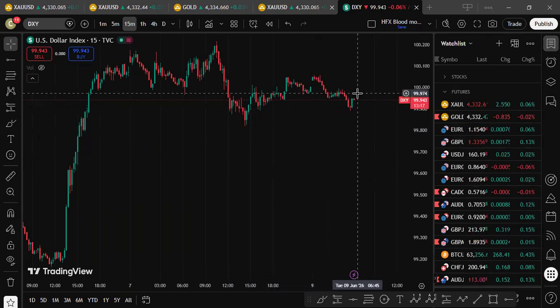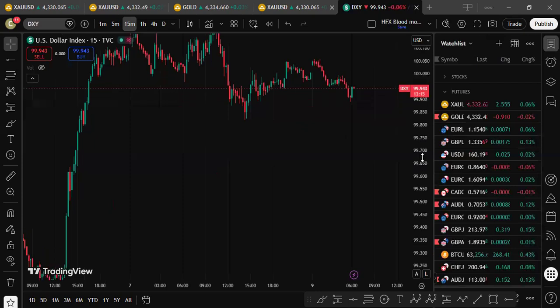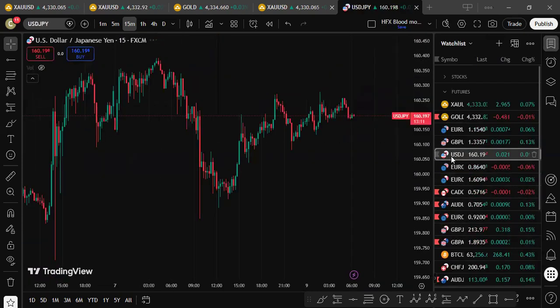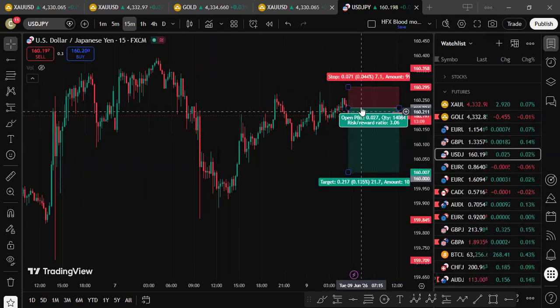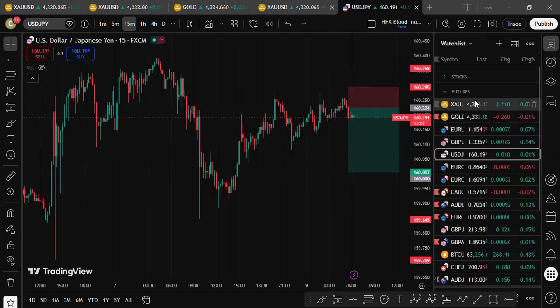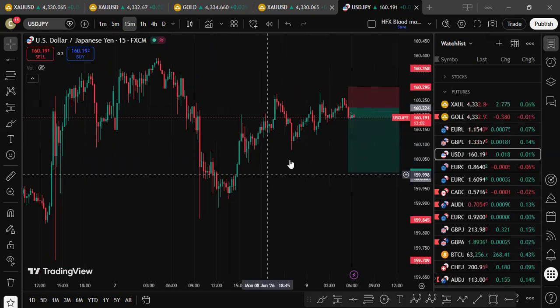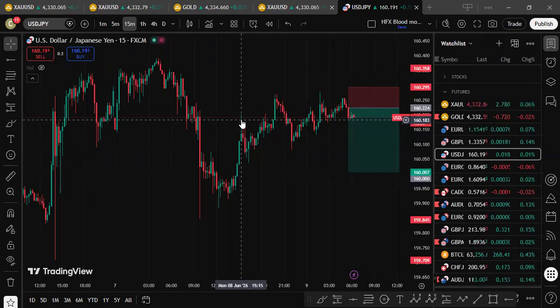We are looking for a pullback first, right? So we're expecting a pullback, just like USD JPY. We're expecting the market to pull back into this area to now sell. That's what I'm looking at on gold. I expect the market to pull back into a particular area before selling, right? So that's actually how to go about all of these.